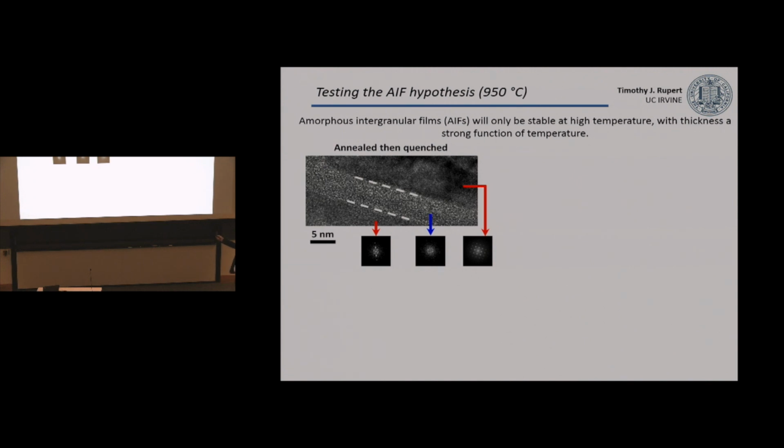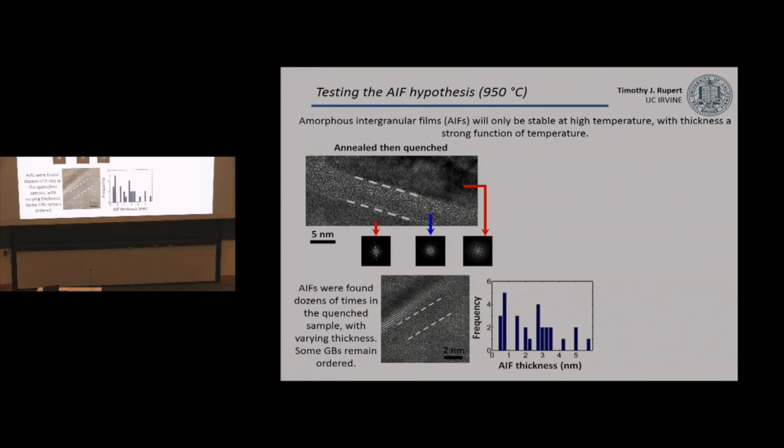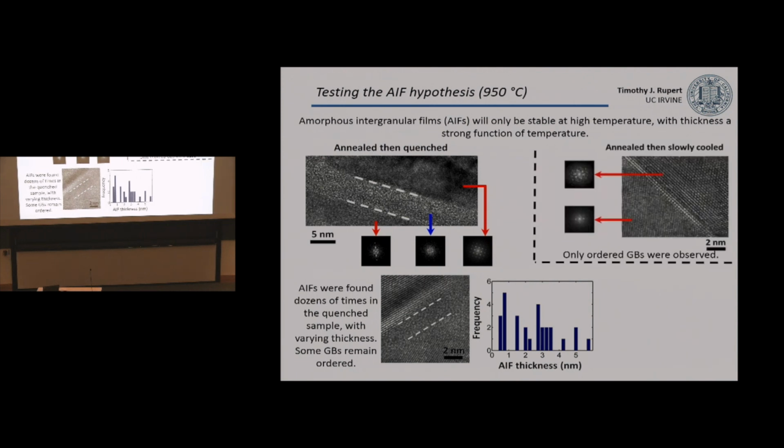When you look at the quenched samples, where we freeze it in, you find these nice grain boundary films. So they're disordered. We don't see these repeating patterns of dots that we got inside the grains. We see these throughout our sample. But one thing that's interesting is we find that there's a variation in the thickness of these grain boundary films. They're not all one thickness. They're different thicknesses.